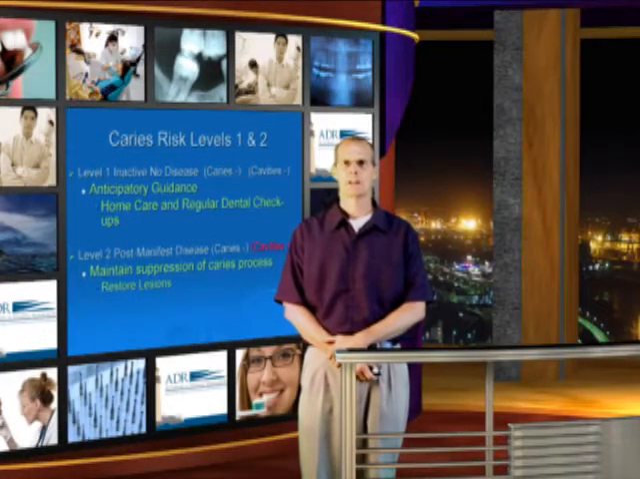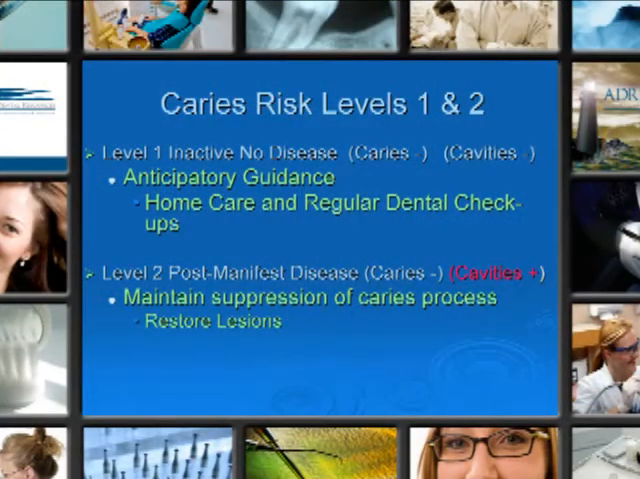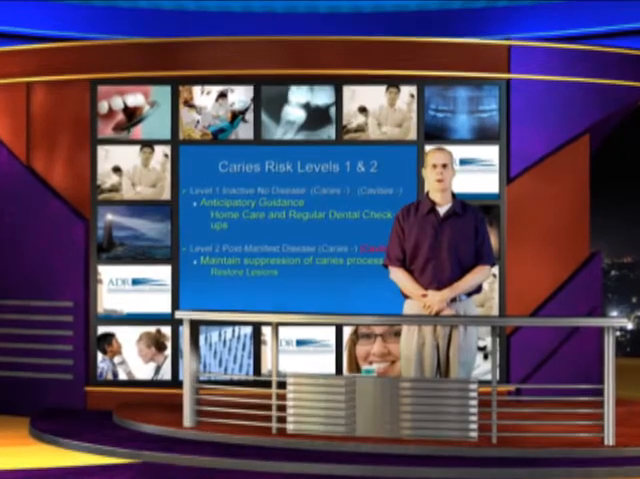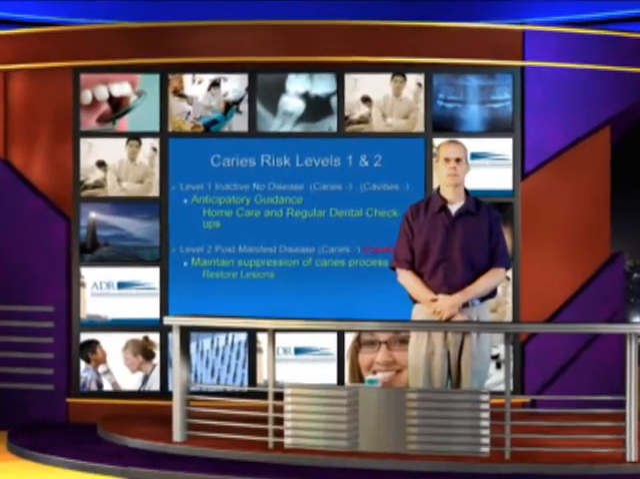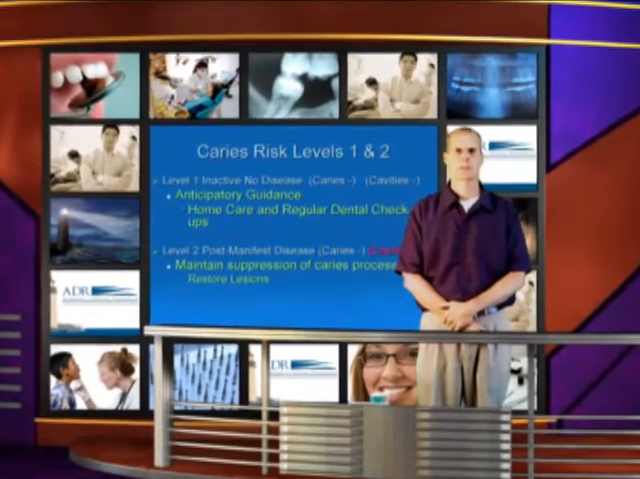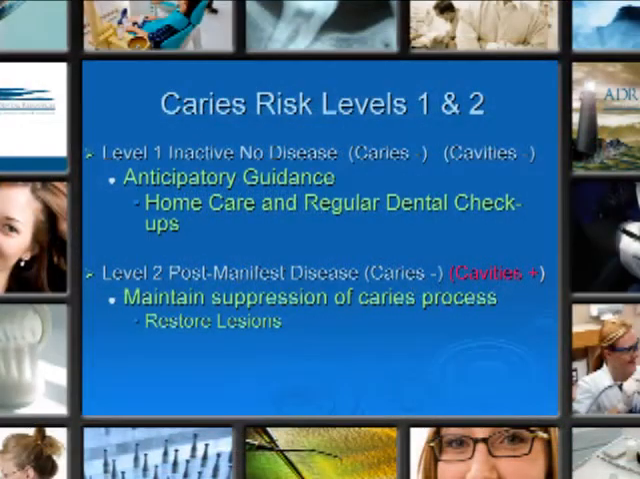Caries risk levels 1 and 2. Level 1 is anticipatory guidance. This is what we want to do. This is what you want to think about when you're providing caries risk. Level 1, inactive, no disease, no caries, no cavities. As a practitioner, we want to anticipate what we might need to do for this patient in home care procedures and regular dental checkups.